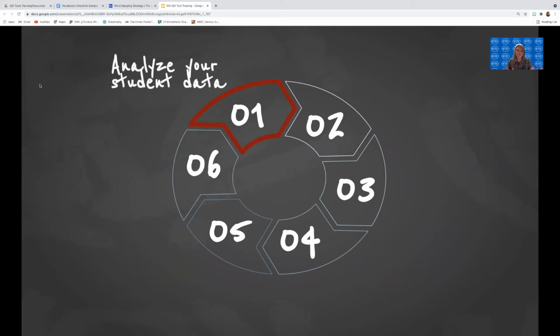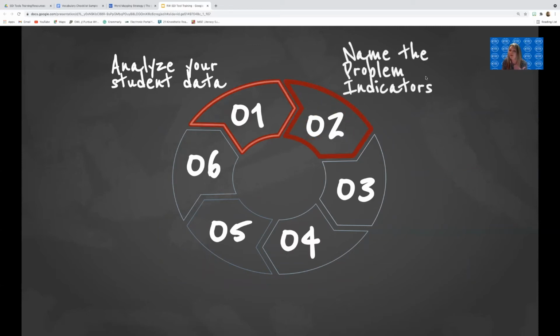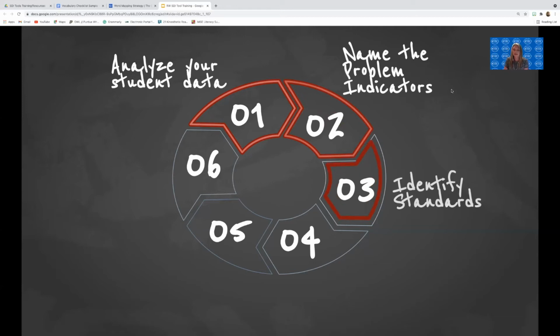Well, of course, the first one will be to give them an assessment. But after you give the assessment, you have to analyze that data, see what their weaknesses are, see what they need. Then you're naming the problem indicators after that. So that's where you can go to your document and look at that, and that would help you determine your problem indicators.